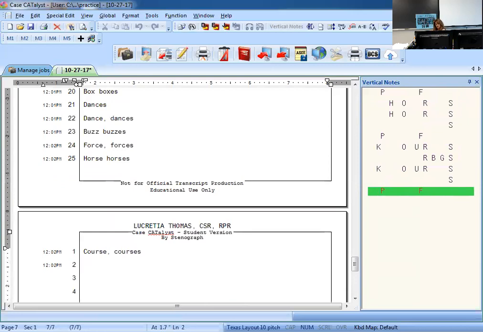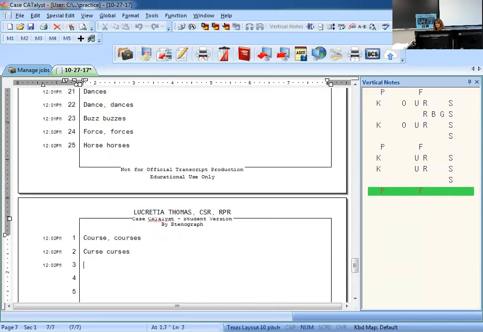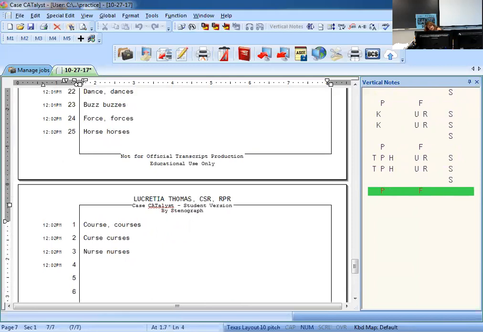You've got curse is the root word. Curses, she curses a lot. Curse, come back, final S. Nurse is the root word. Nurses, nurse, come back, final S. Okay? Notice that I don't have to write ES, it's just final S.